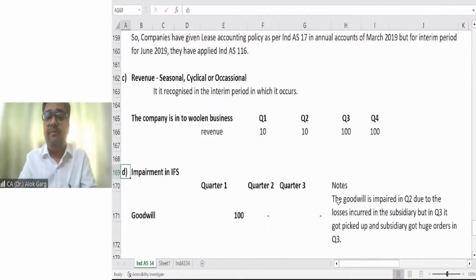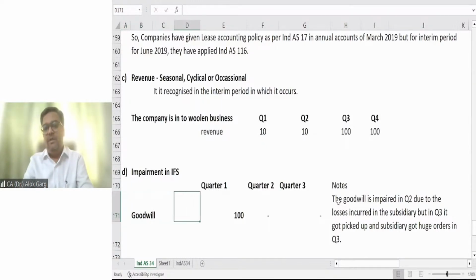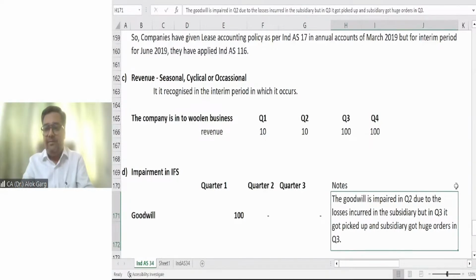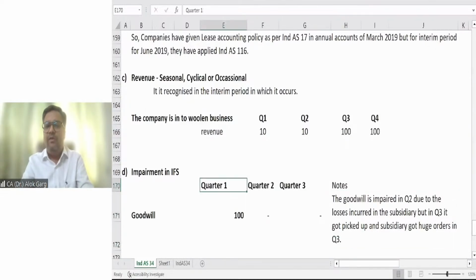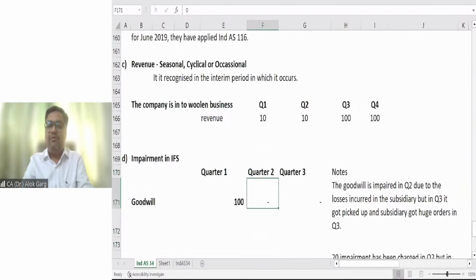Impairment in interim financial statements. Friends, for example, goodwill. Let's say the company was having a goodwill of 100 crore in quarter 1, right? The goodwill is impaired in quarter 2. Why? Due to the losses incurred in the subsidiary, but in Q3 it got picked up and the subsidiary got huge orders in Q3. Friends, the company was having a goodwill in quarter 1. Now what happened? The company has impaired the goodwill in quarter 2. So you can see the balance of goodwill is 0, right?